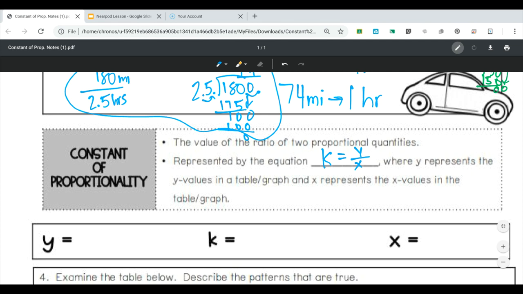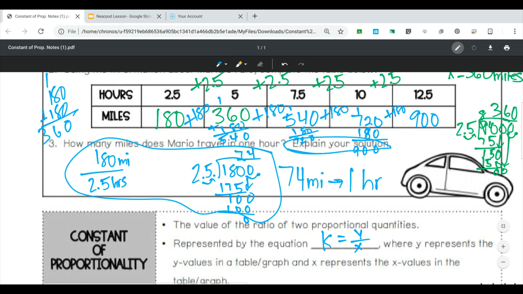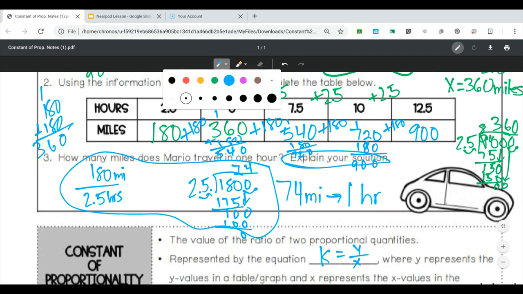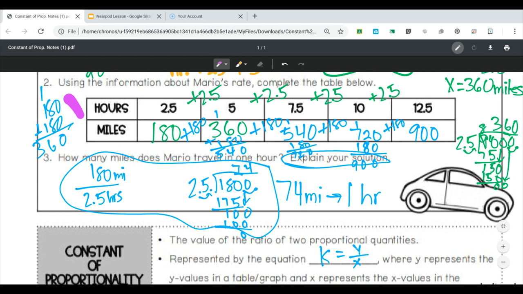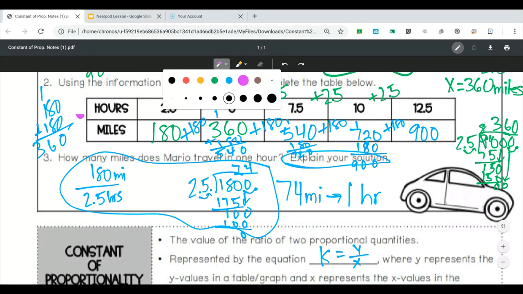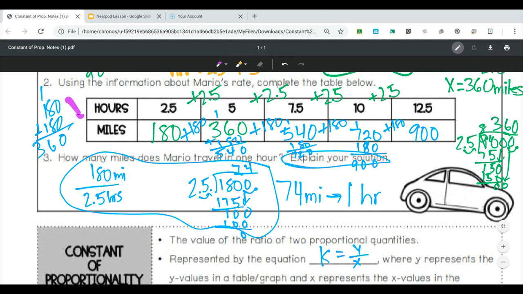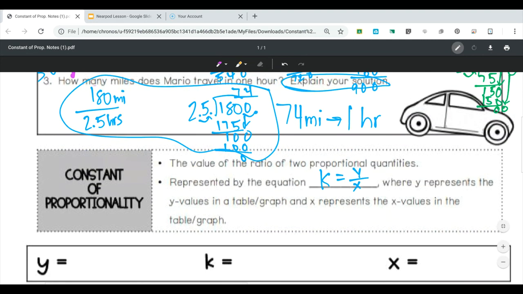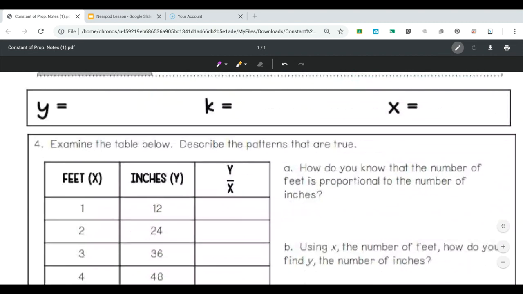Okay, so if we go back up here, when we're talking about a table or a graph, let's use this table, okay? This, hours would be your X, and your miles would be your Y. Okay? And they'll typically label that for you. So just like down here, they labeled it for you here and here. Okay? But let's go back up to this box here, and let's label Y, K, and X.